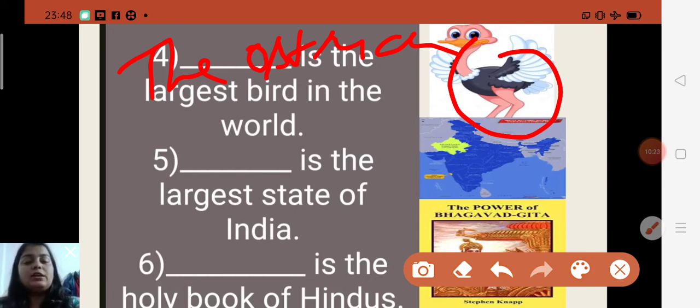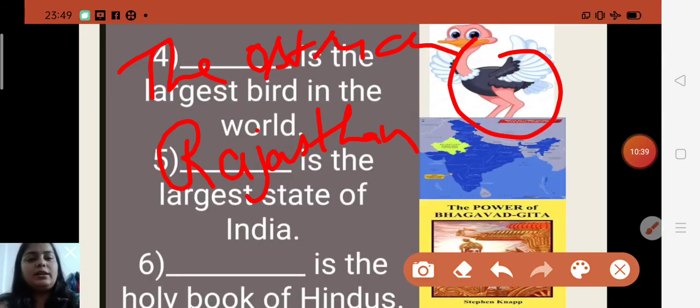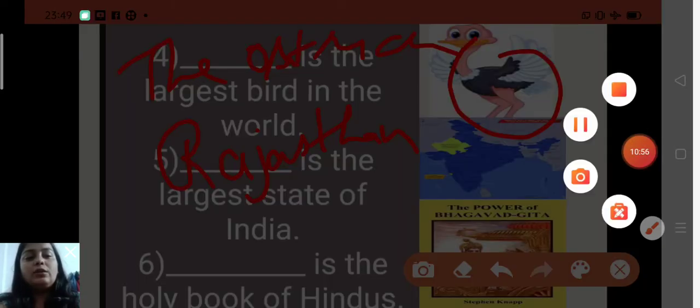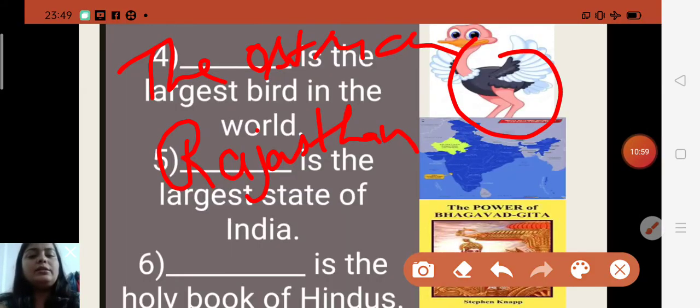Now dash is the largest state of India. What will you say? Yes, Rajasthan. Spelling of Rajasthan: Rajas, than. Rajasthan is the largest state of India. Yes, children, Rajasthan is the largest state of India. And also, children, what is the capital of Rajasthan? And its capital is Jaipur.